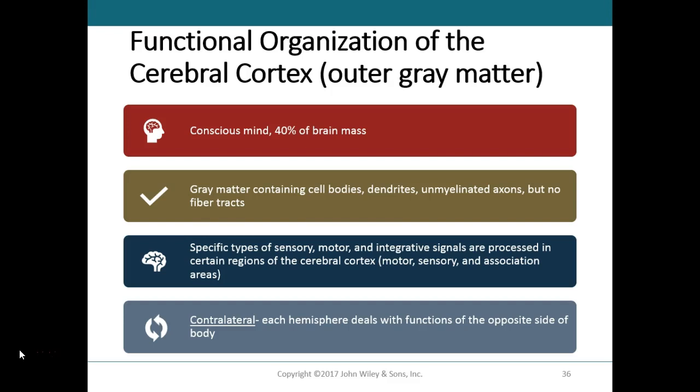The two hemispheres of the cerebral cortex are also said to be contralateral in that each hemisphere contains cortex that deals with functions on the opposite side of the body. So contra, opposite, lateral, side. So areas of the cerebral cortex on the right side deal with functions of the body on the left side, and vice versa.